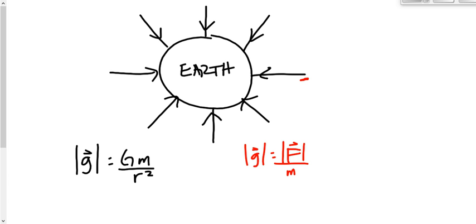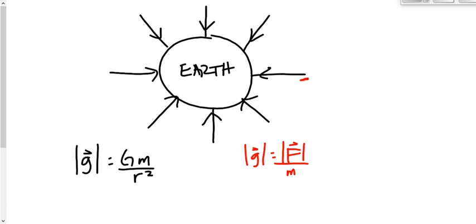Notice that m appears in both equations. The black m here, the m that appears in the producer equation, is the mass of the producer, which is in this case the Earth. If we are using the second equation, the mass that appears in that one is the red mass, the mass of the experiencer, which in this case is the board marker.